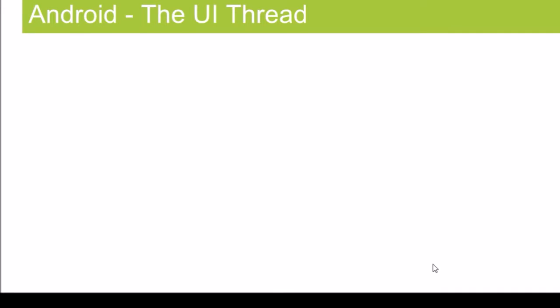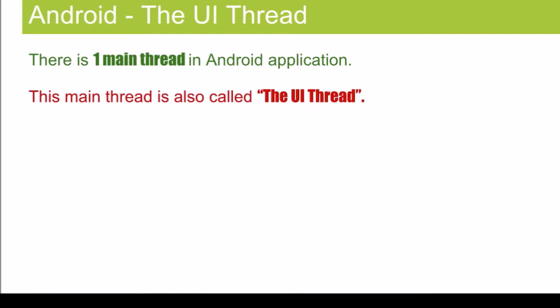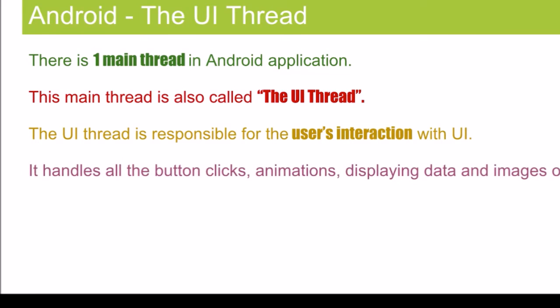Android uses the same Java thread framework to achieve multi-threading, but we will have to take care about some of the things. One of them is the UI thread. There is one main thread in an Android application, and that main thread is also called the UI thread. The UI thread is responsible for the user's interaction with the UI. That means it handles all the button clicks, animations, displaying data and images on UI and other UI related things.